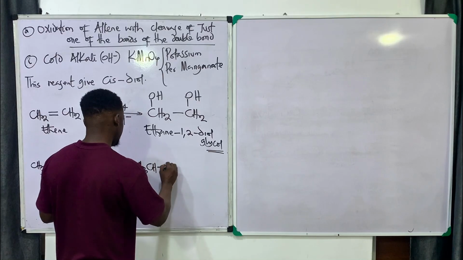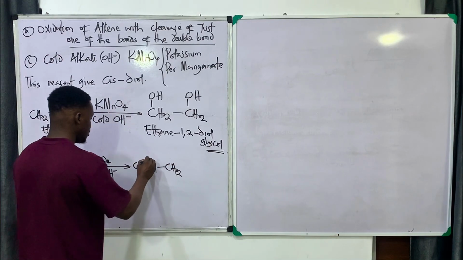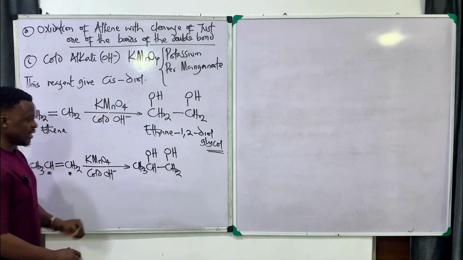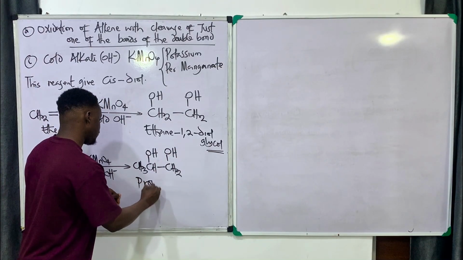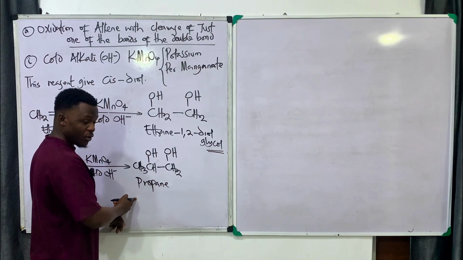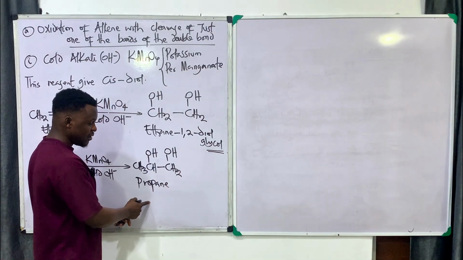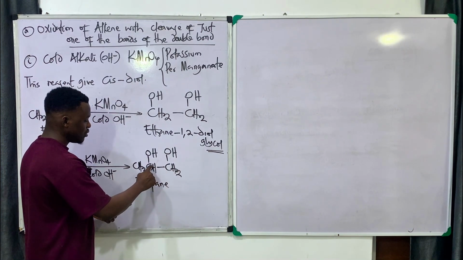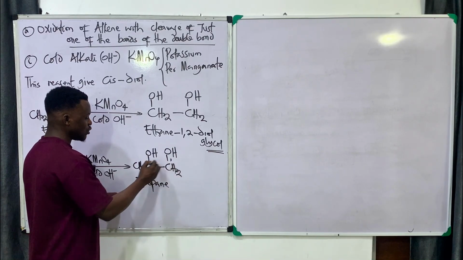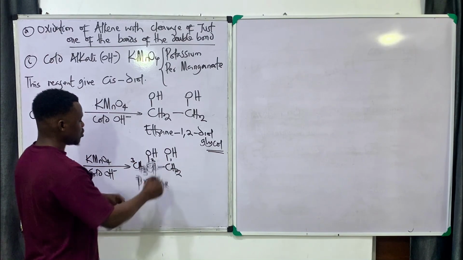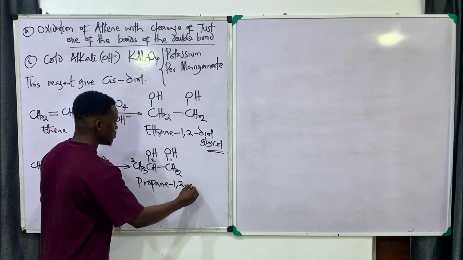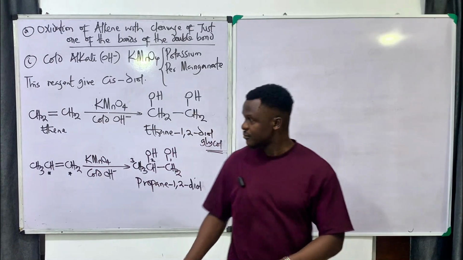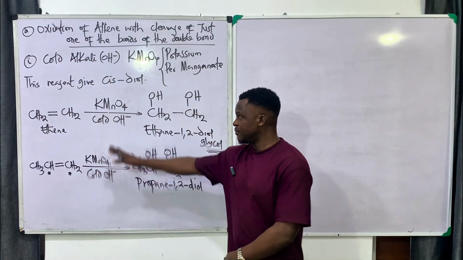CH3 CH CH2, with OH and OH. So once again, the 3-carbon alkane is propane. You name it completely and add the E, so that is propane. If you number this carbon from the side that gives the OH the smallest number, this is position 1, 2, and 3. So the two OH positions are 1, 2, diol. This is basically how we get oxidation of alkenes using KMnO4.